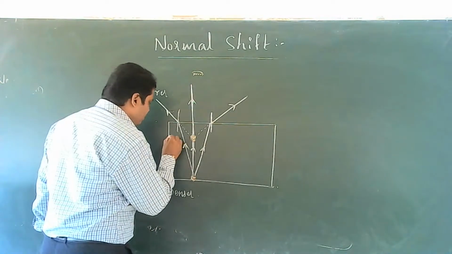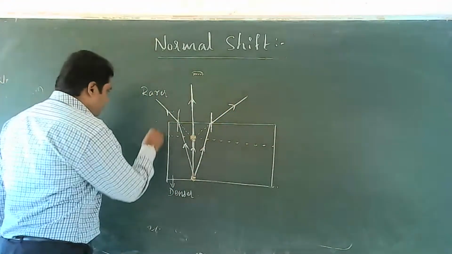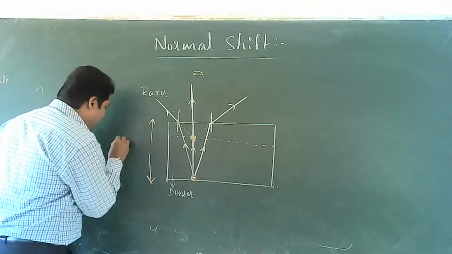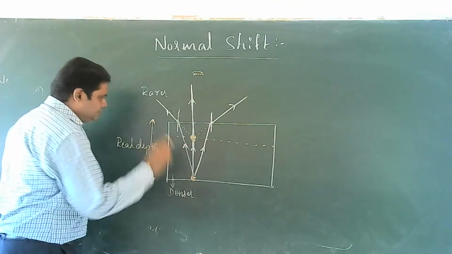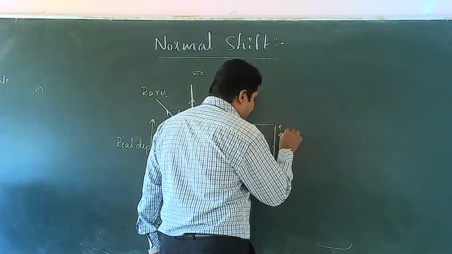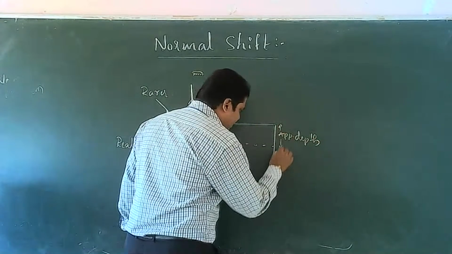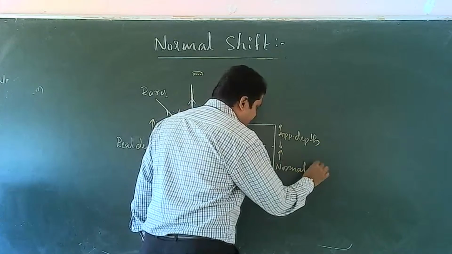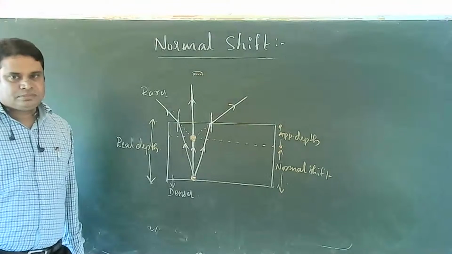See, if I draw a line here, this will give you what? This is the real depth. Okay? This is the apparent depth. And this will give you what? Normal shift.